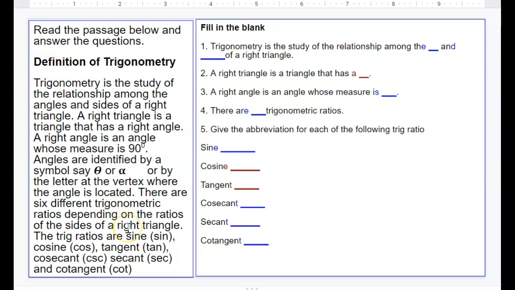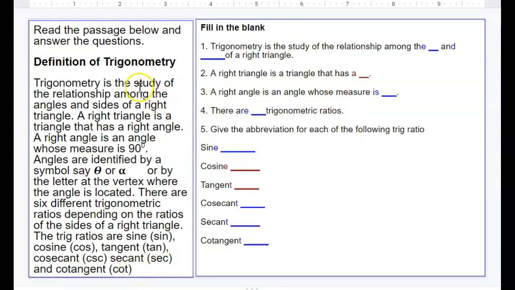There are 6 different trigonometric ratios depending on the ratios of the sides of a right triangle. The trig ratios are sine, abbreviated SIN, which we just call sine, cosine, abbreviated cos, tangent, abbreviated tan, cosecant, abbreviated CSC, secant, abbreviated sec, and cotangent, abbreviated cot.